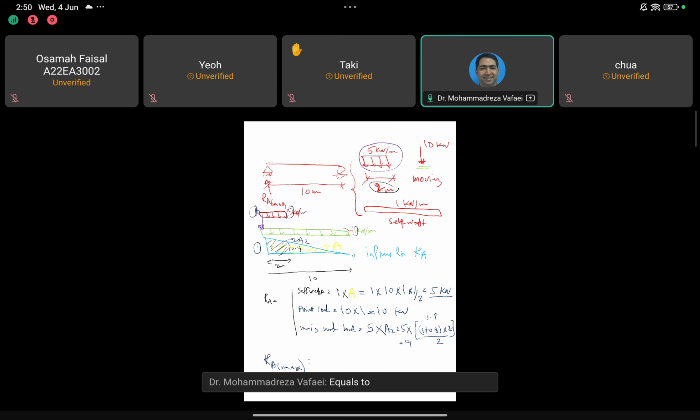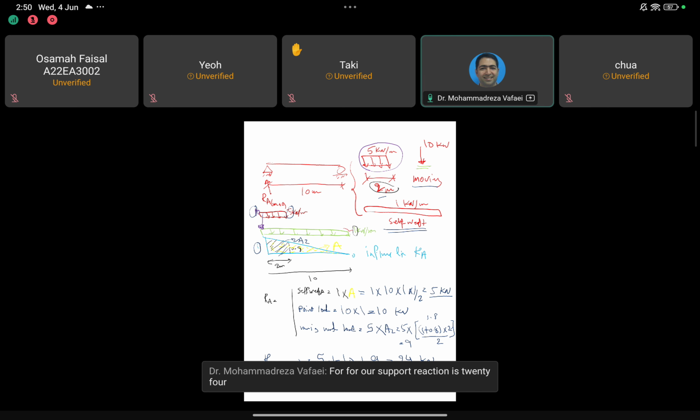So the RA max equals the summation of these three effects. So we have 5 plus 10 plus 9. So it's going to be 24 kilonewton. So that means if this bridge is subjected to the two loads, which are moving, and one load which is constantly all over the bridge due to the self-weight, the maximum reaction that we can get for our support reaction is 24 kilonewton.